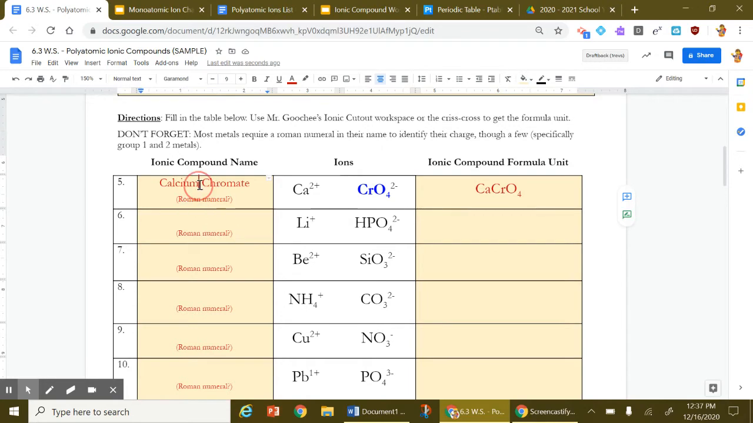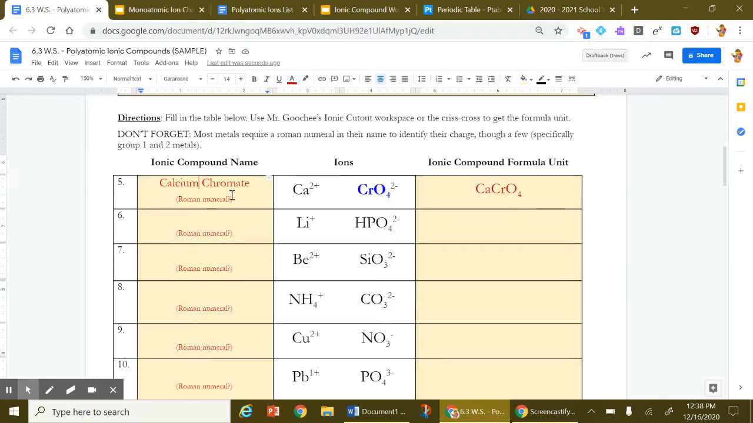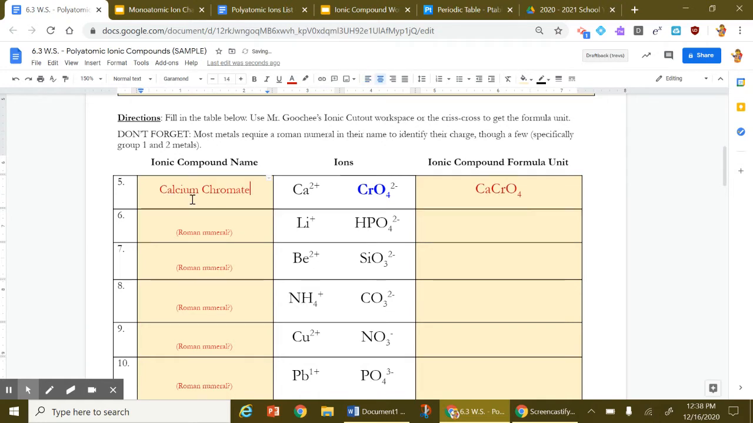Now, does this calcium get Roman numerals? Let's see here. No, calcium has a +2 charge always, so no Roman numeral needed. Done, okay? Done. Next up, Li and HPO4 2-. Let's do the name first this time. Well, Li I happen to know is lithium. Okay, and HPO4, the heck is HPO4?